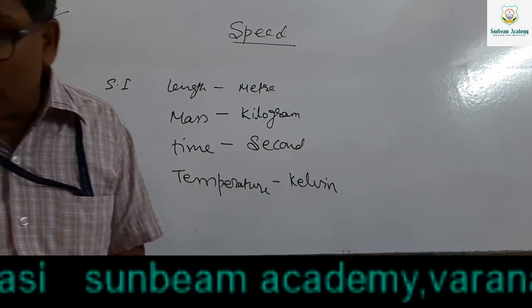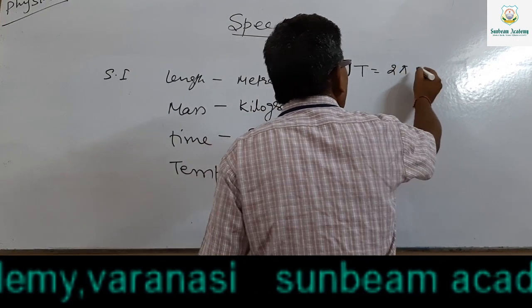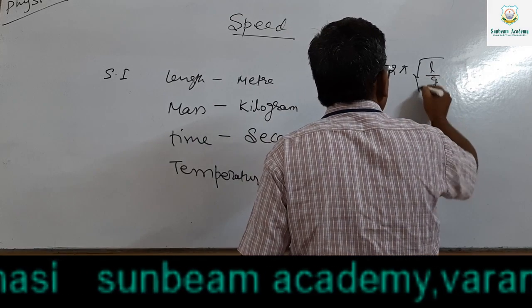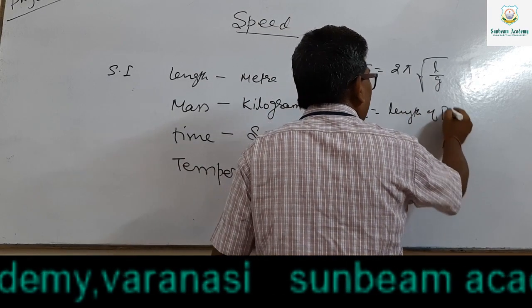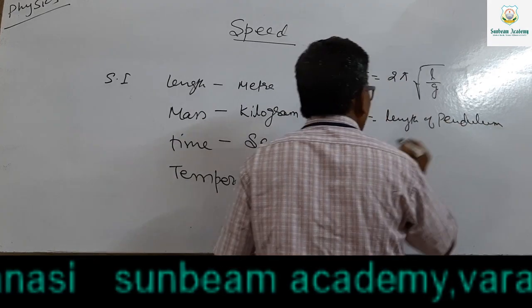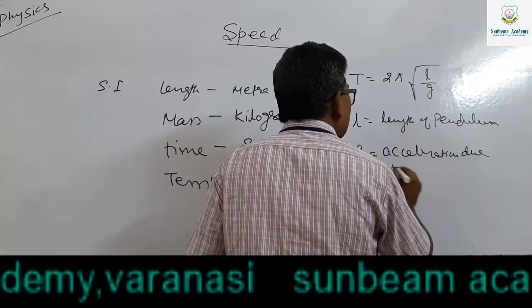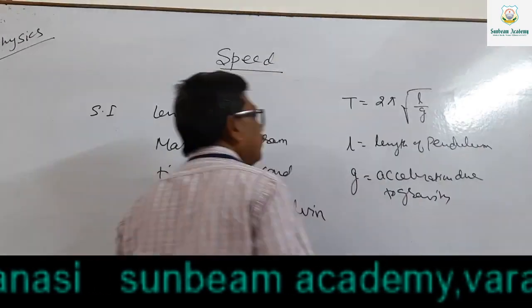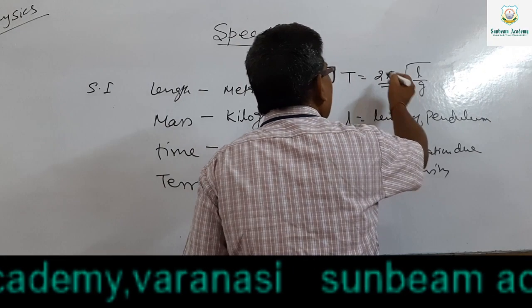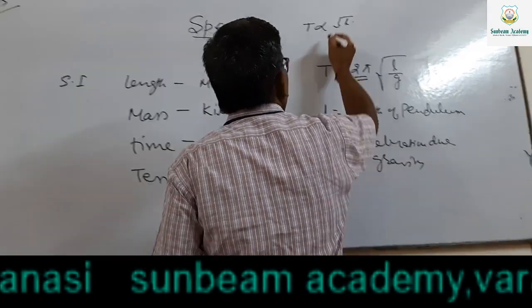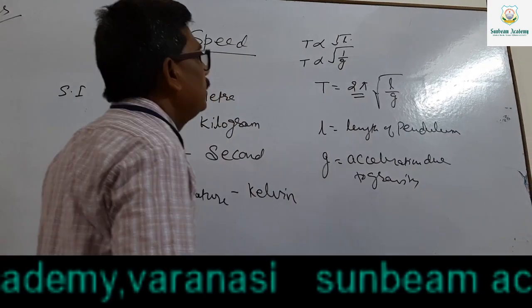If the length is increased, how does the time period change? I have already told you that the formula for the time period of the pendulum is 2 pi root over L by g, where L is the length of the pendulum and g is the acceleration due to gravity. So here the question is asked, what will happen if the length of the pendulum increases? Since 2 pi is a constant value, T is directly proportional to root L. T is also inversely proportional to g, that is 1 by g.